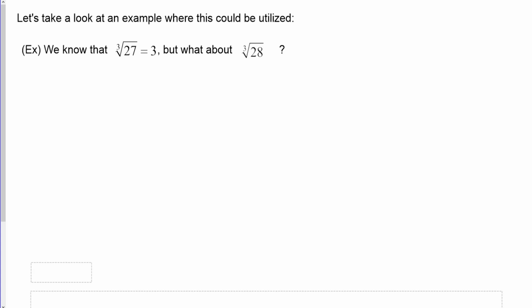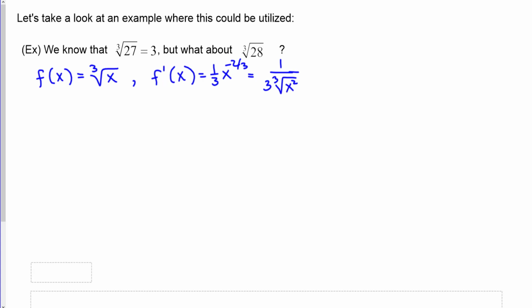Now, to do that, we need to define a function for the cube root. So we'll say, we need to define a function f of x, which is the cube root of x. So we'll make a function for the cube root. The derivative of that function is going to be 1/3 x to the negative 2/3 power, or 1/3 times the cube root of x squared.